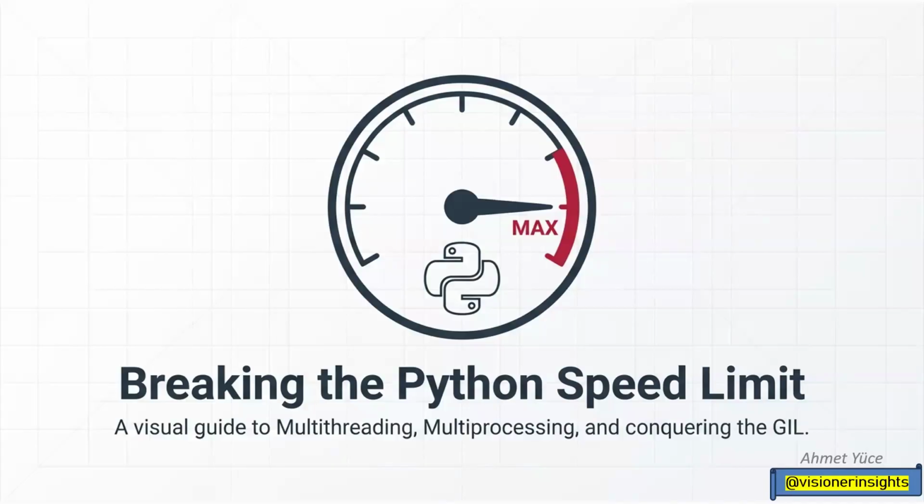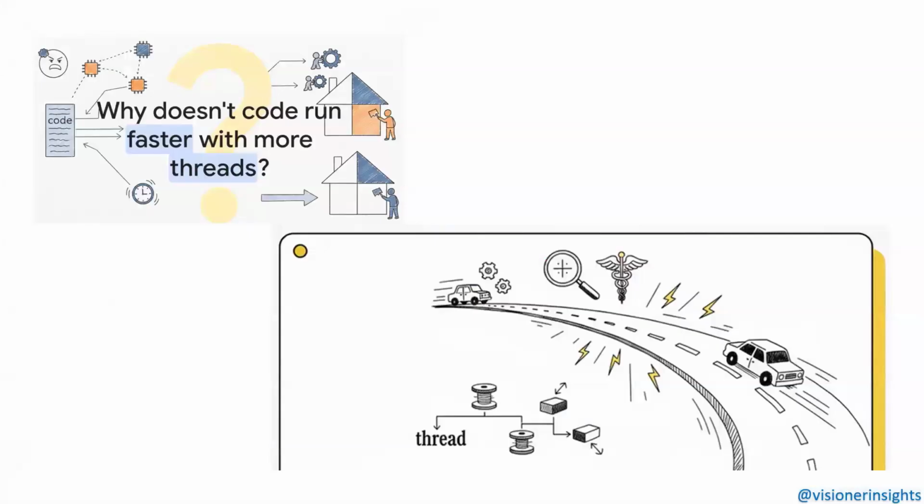Welcome to this explainer. All right, let me ask you something that has probably frustrated countless developers. Why doesn't your Python code run faster when you add more threads? You've got a quad-core machine, maybe even an 8-core beast. You take your heavy workload, split it into 4 threads, you hit run, and it takes the exact same amount of time. Or somehow, it takes even longer.